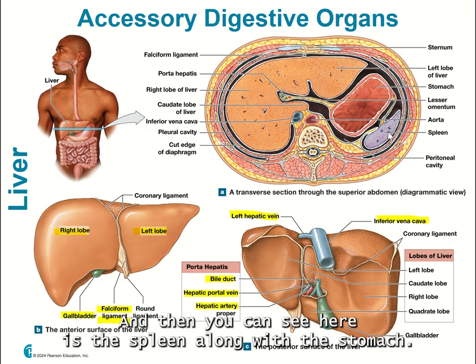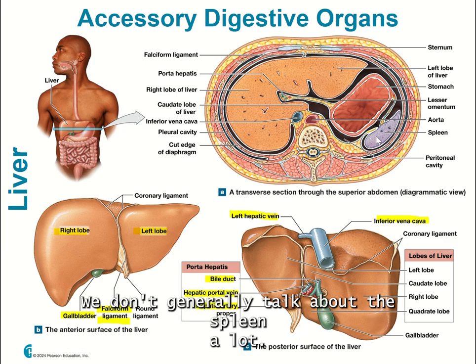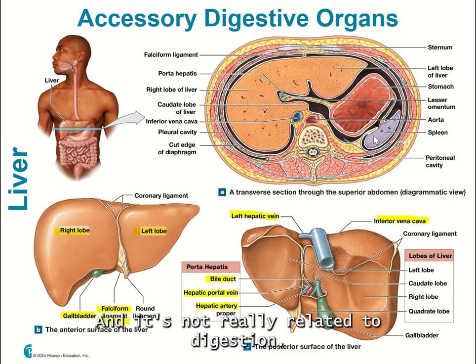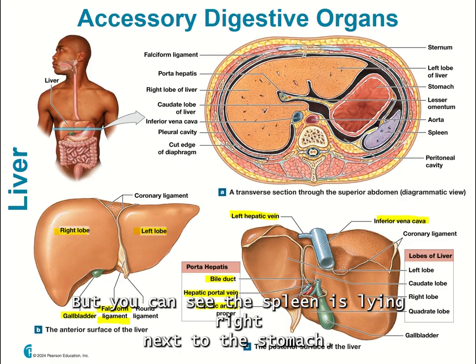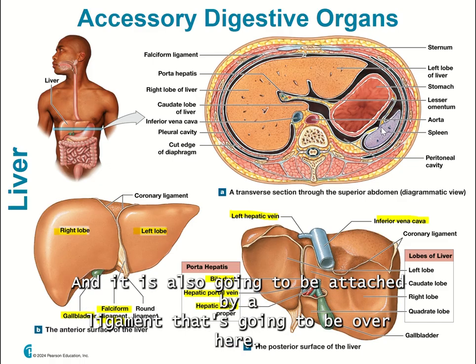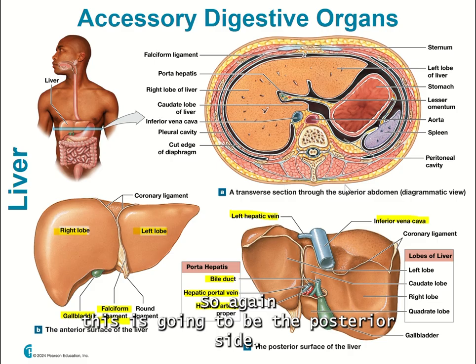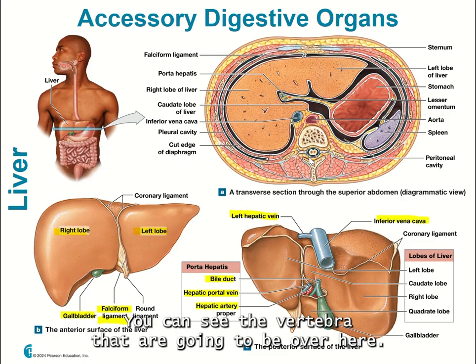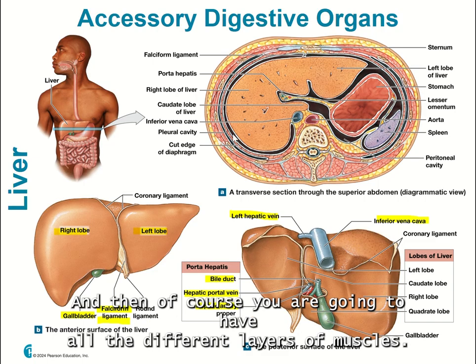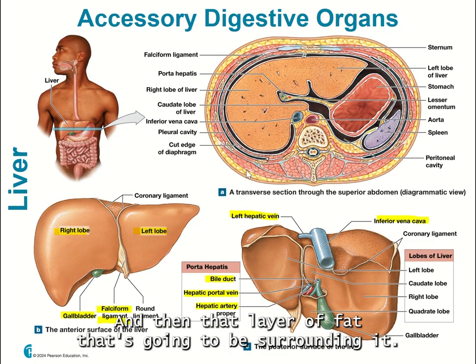And then you can see here is the spleen along with the stomach. We don't generally talk about the spleen a lot, and it's not really related to digestion. We will talk about it later when we talk about immunity in the lymphatic system, but you can see the spleen is lying right next to the stomach, and it is also going to be attached by a ligament that's going to be over here. So again, this is going to be the posterior side, this is going to be anterior, so you can see the sternum of the rib cage here, you can see the vertebra that are going to be over here, and then of course you are going to have all the different layers of muscles, and then that layer of fat that's going to be surrounding it.